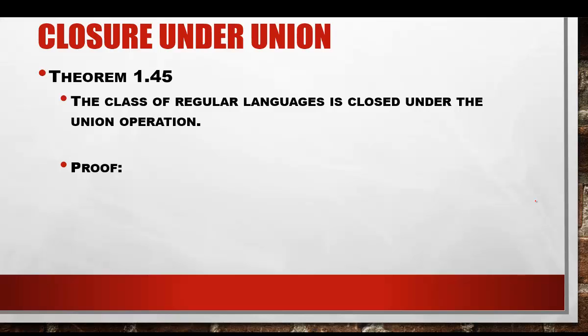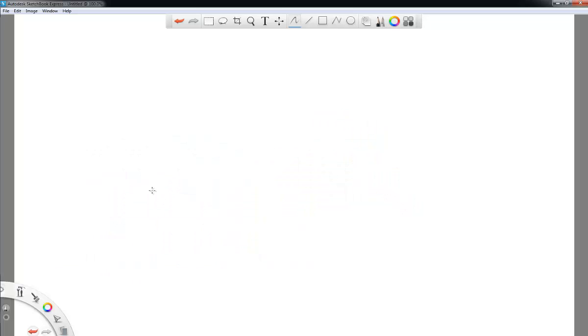So now, to have a basis for comparison of how much simpler the NFA proof is compared to the DFA one, I'm going to do the DFA proof again for you here, and then I'm going to proceed with the proof with the NFAs. So what I want to do is prove that if A sub 1 and A sub 2 are regular languages, then A sub 1 union A sub 2 is regular.